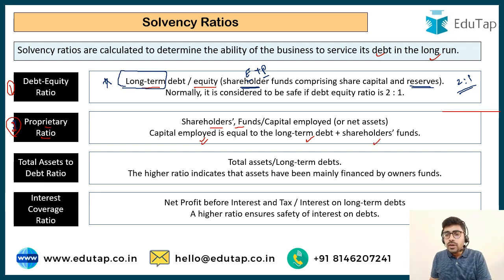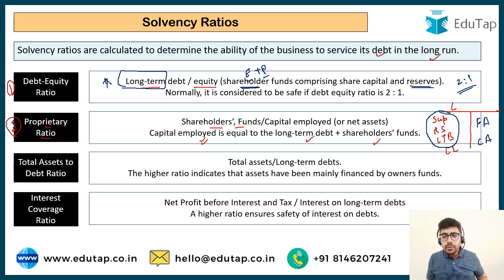In the balance sheet of the company, on the liability side, we have share capital, we have reserves and surplus, we have long-term borrowings that we have made, and then we have current liabilities. In the capital employed, we are considering share capital, reserves and surplus, and all the long-term borrowings. So this is one approach to calculate the capital employed. It can also be calculated by a different approach in which we use fixed assets plus current assets minus current liabilities.